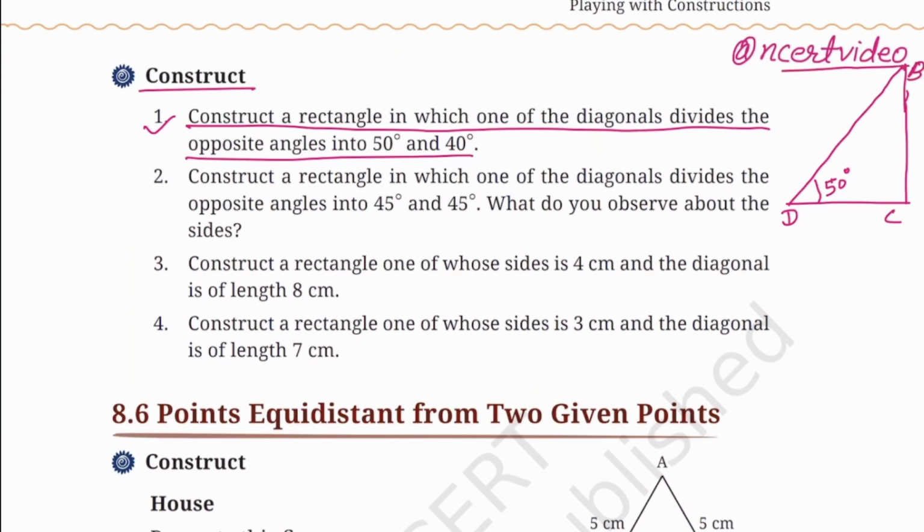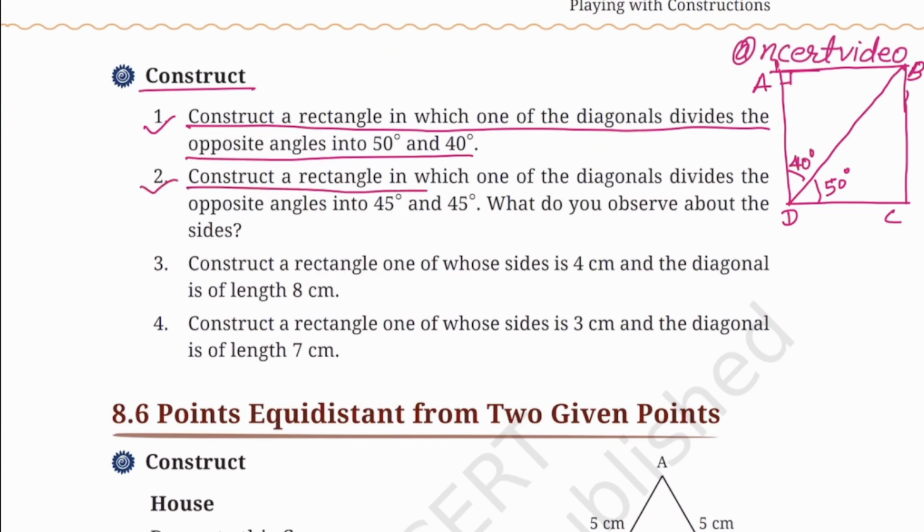At B you can draw a perpendicular like this and at D a perpendicular like this, both meeting at A. Your rectangle ABCD is ready.